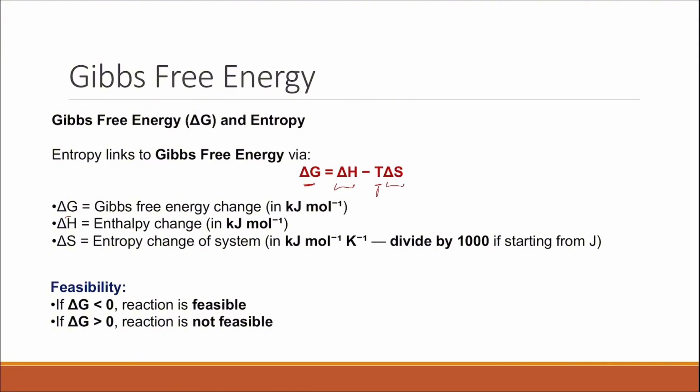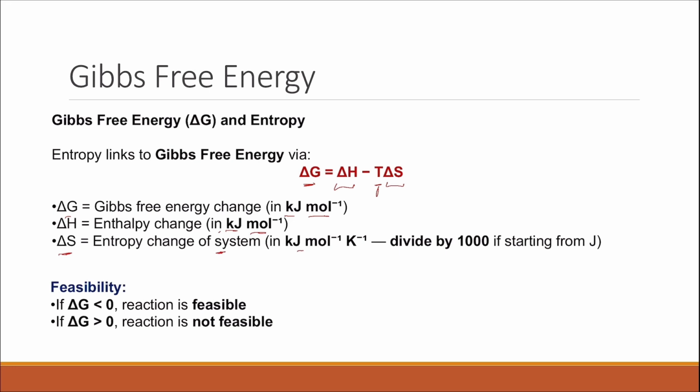The delta G is the Gibbs free energy change, which is in kilojoule per mole. The enthalpy change is in kilojoule per mole. The temperature is in Kelvin, and the delta S is the entropy change of the system as we have calculated it, but we have to change it from joule per mole per Kelvin into kilojoule. So we need to divide the value we usually obtain by 1,000 to convert it to kilojoule per mole per Kelvin.